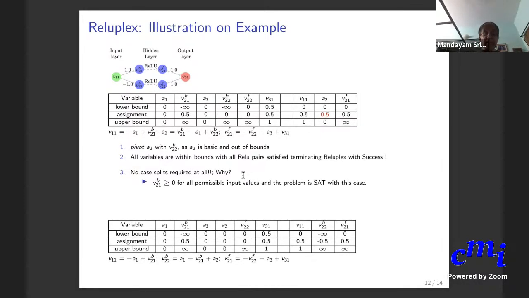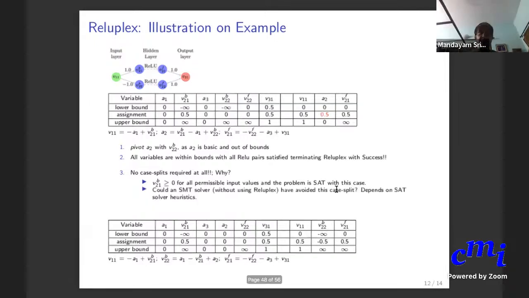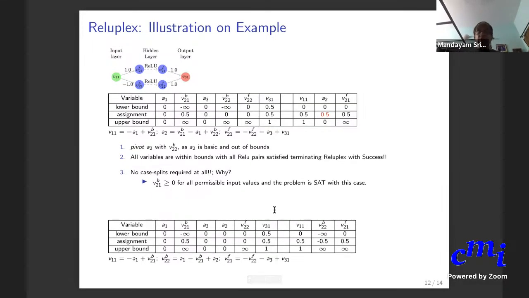And why is this the case? Because there can be several situations. In this case, with this condition V21 of B being greater than or equal to 0, for all permissible input values, the problem is sat just by considering this case alone. So you never needed to consider the other case, because with those input constraints, it was enough. There was a solution with just V21 of B. The input constraint and the output constraints were such that this case alone allowed you to do that.